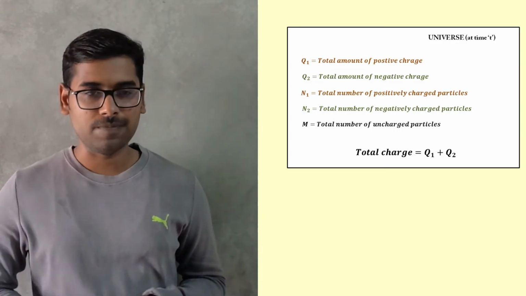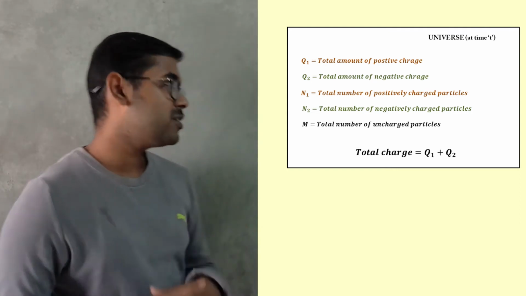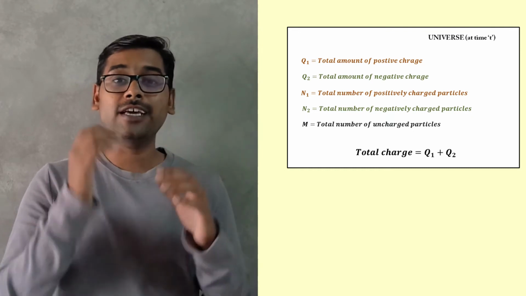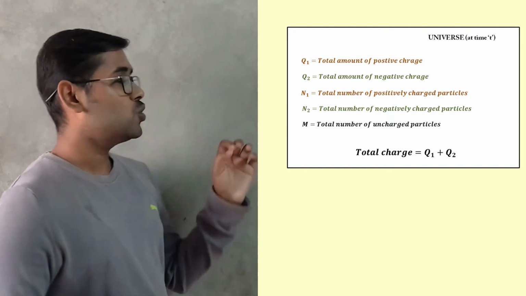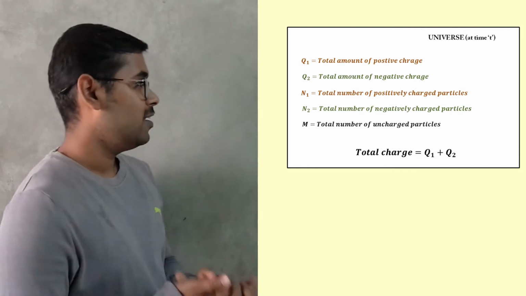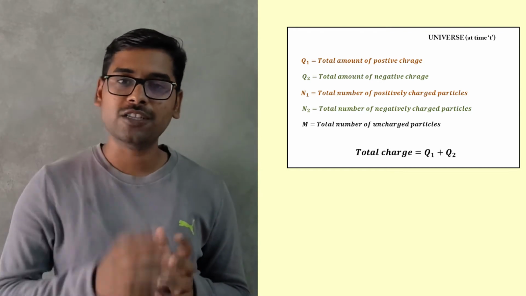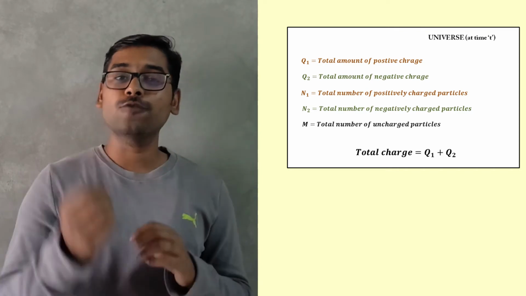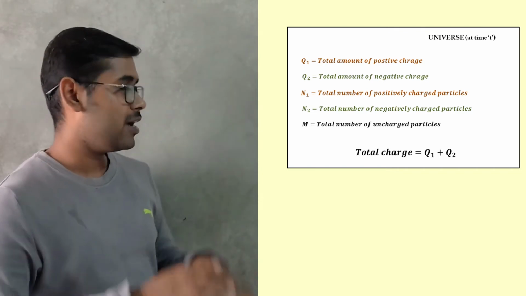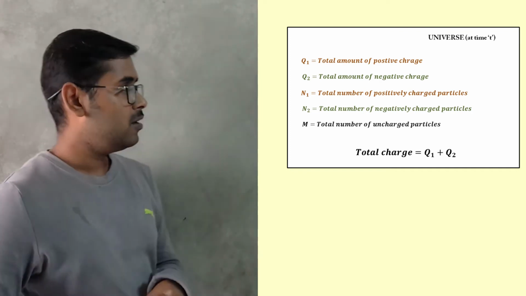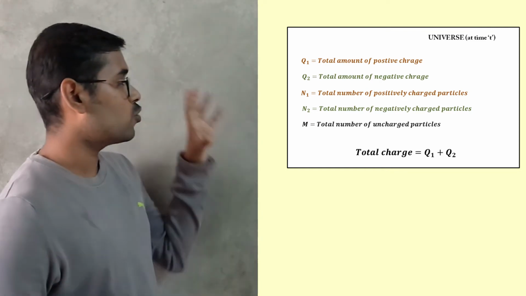Guys, to answer this question, let us consider the whole universe as an isolated system, and let this be the state of the universe at time t. Here Q1 is the total amount of positive charge that is there in the universe at time t, and Q2 is the total amount of negative charge that is there in the universe at time t, and N1 is the total number of positively charged particles in the universe at time t, and N2 is the total number of negatively charged particles in the universe at time t, and M here is the total number of uncharged particles in the universe at time t.